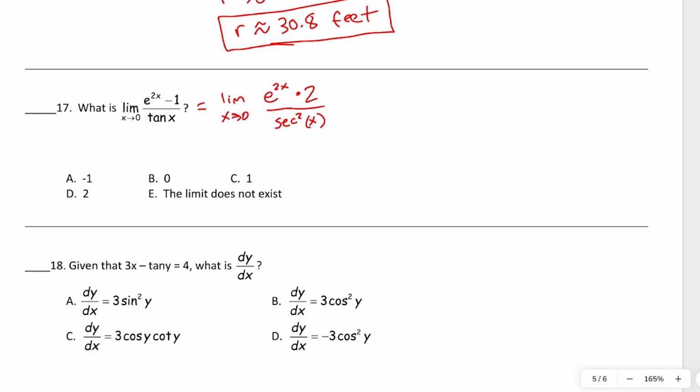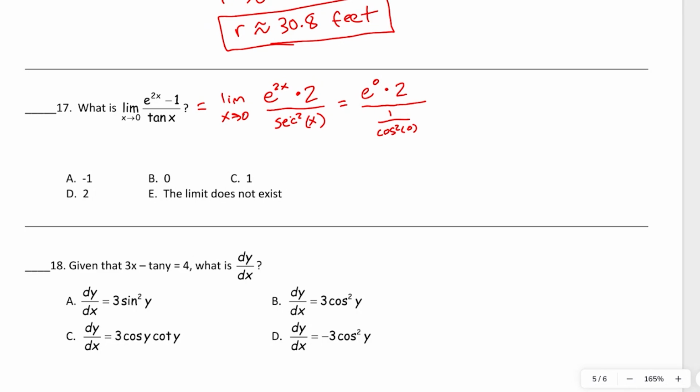And so now I'm going to try to plug in 0. Okay, now you might be a little concerned at this point because you might be wondering, oh, what is secant of 0? I don't know what that is. Well, hopefully, what you remember is that secant is the reciprocal of cosine. So if I try to plug in 0, I'm going to have e to the 0 times 2 times 0, over 1 over cosine squared of 0.